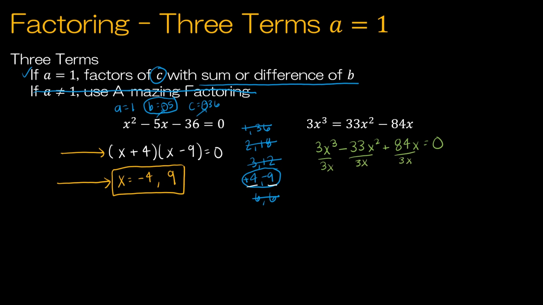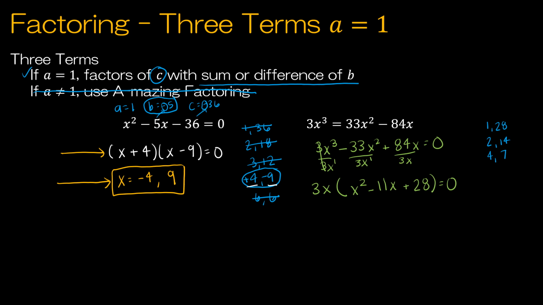So I'm going to divide everything by 3x, leaving me with 3x times, and then x cubed divided by x leaves me with x squared, this gives me 11x, and this gives me 28. So now, again, I'm looking for numbers that multiply to 28, factors of 28. So 1 and 28, 2 and 14, 3 doesn't go into 28, 4 and 7, and that's all I can come up with.